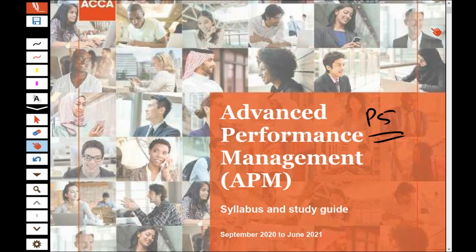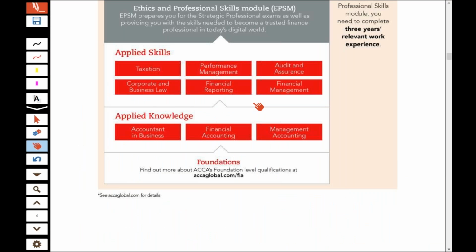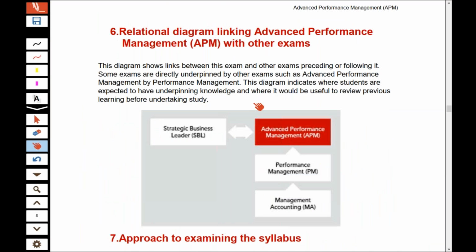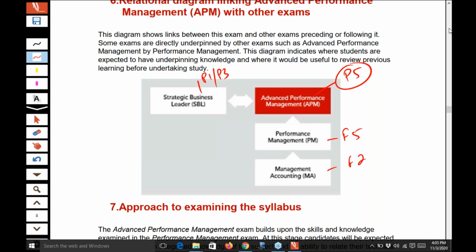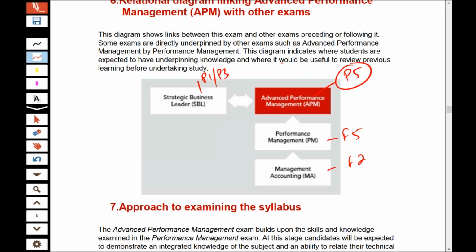So before we proceed, let me have a quick overview of what is actually included in this APM syllabus. You would have already seen the connection of this paper APM with the other papers. One of them is F5 Performance Management. This is F2. This is the old version of P1 and P3. And this is the P5 itself. Okay, so this is basically what it is.